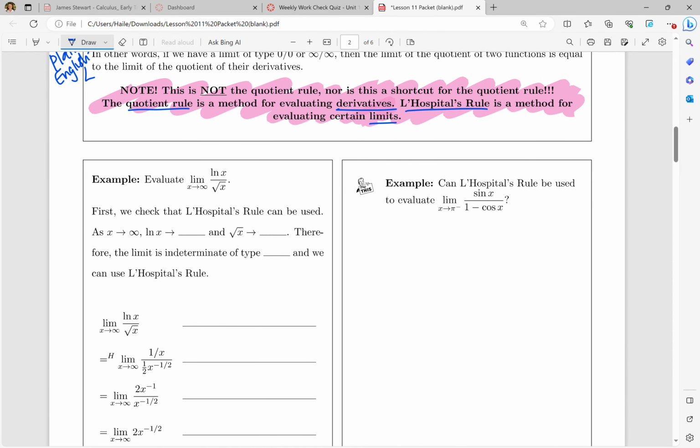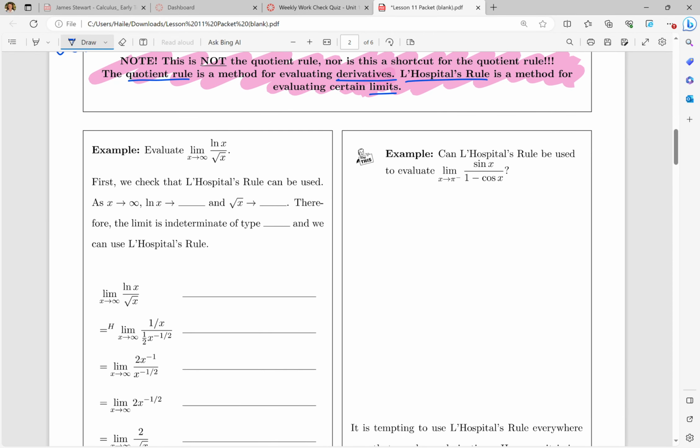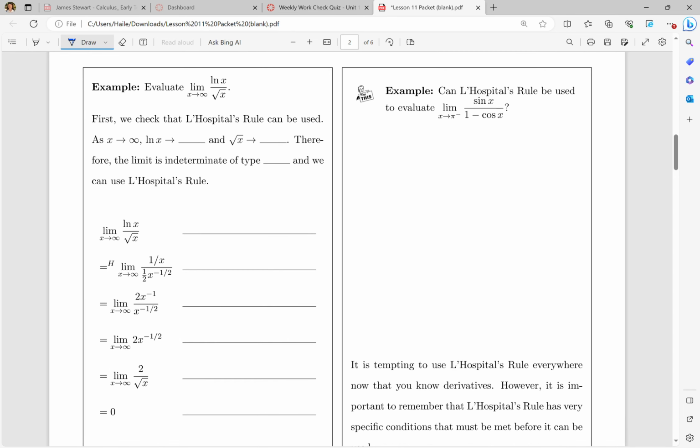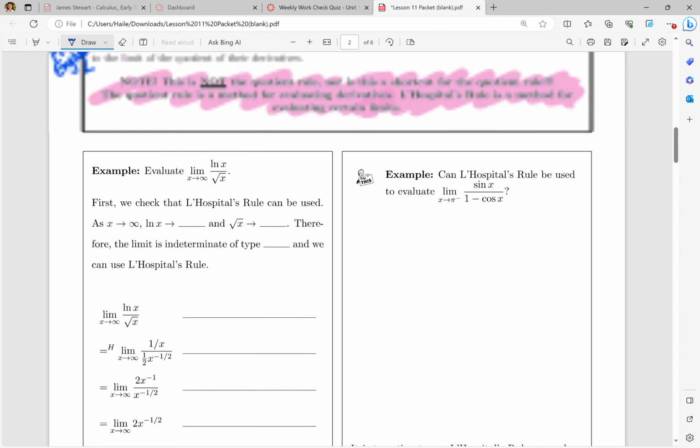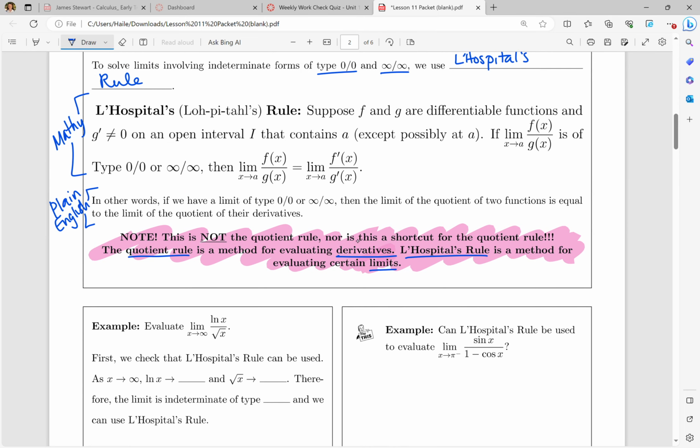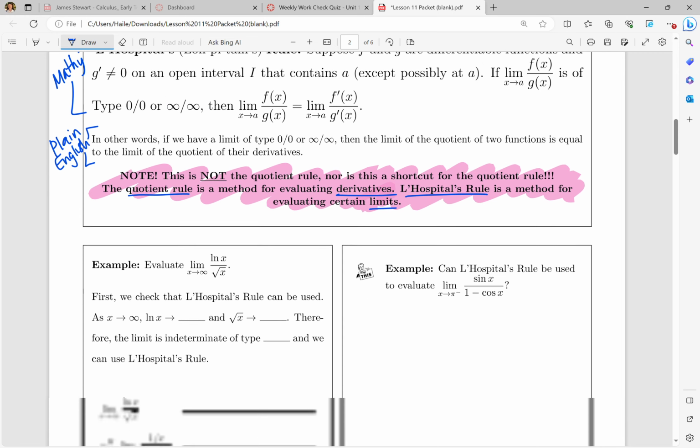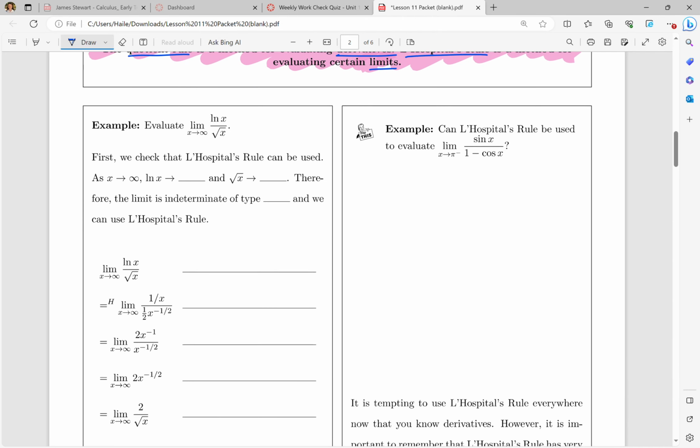All right, so let's dive into some examples. The first example we're going to do is the limit as x approaches infinity of ln of x over the square root of x. First, we must check that L'Hopital's rule can be used. Remember, we can only use L'Hopital's rule if we have type 0 over 0 or infinity over infinity. So the first step is always to do some kind of direct substitution and determine if we can get one of those two types.